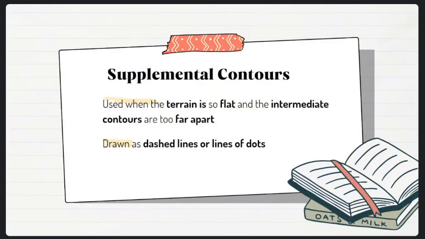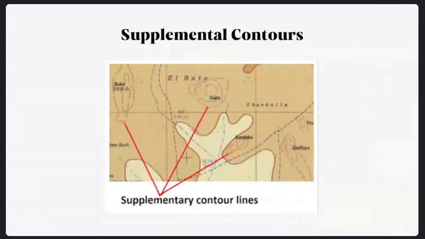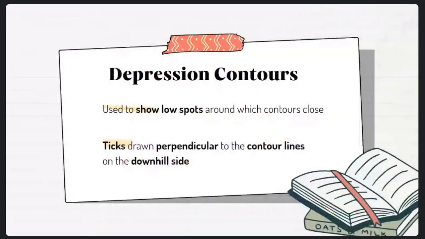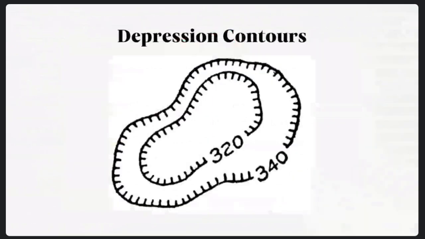Supplemental contours are used when the terrain is so flat and the intermediate contours are too far apart. They are drawn as dashed lines or lines of dots. So here is an example of supplemental contours. Depression contours are used to show low spots around which contours close. Ticks are drawn perpendicular to the contour lines on the downhill side. Sometimes these are called hachures. So that is an example of a depression contour.